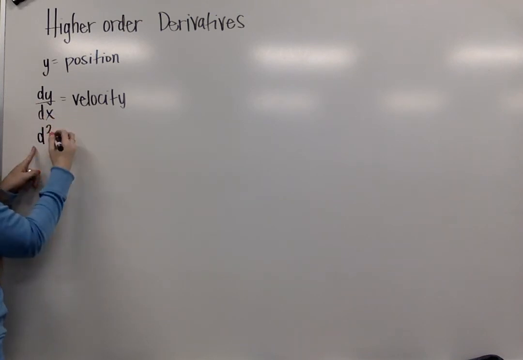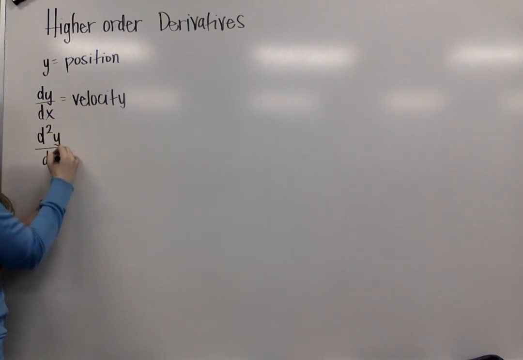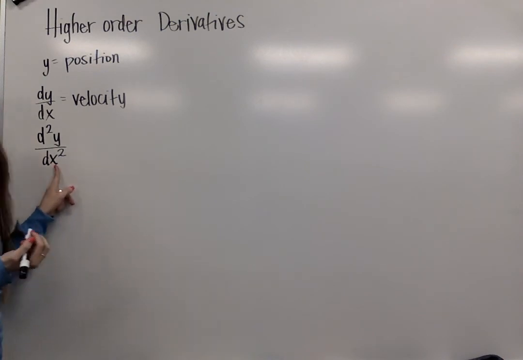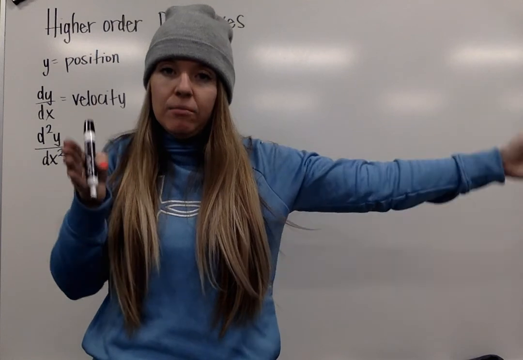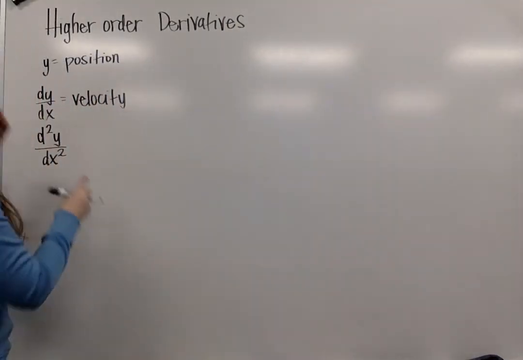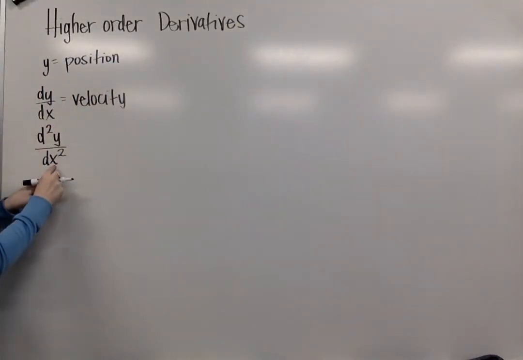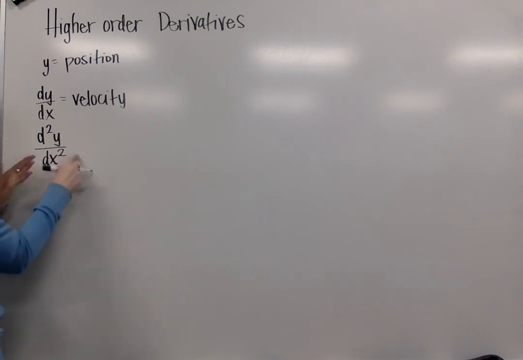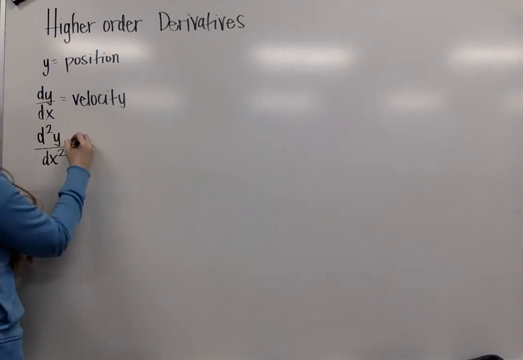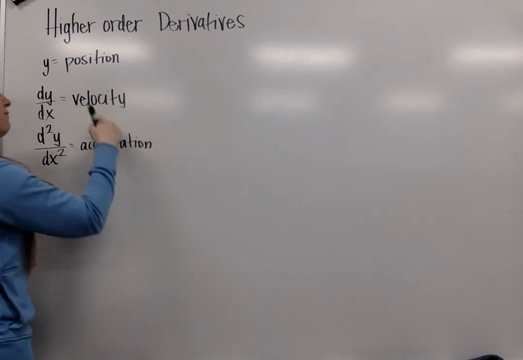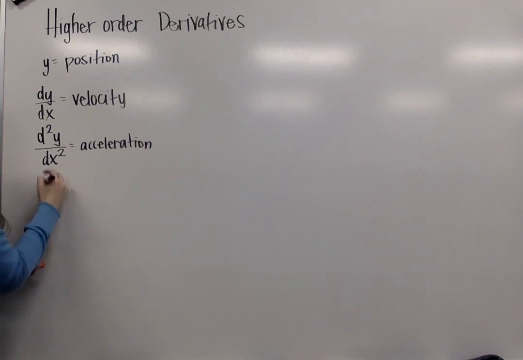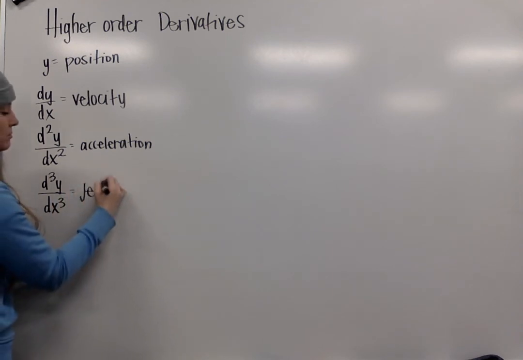So we're going to do d squared y over dx squared. What's happening here is we're looking at the change in meters, but we're looking at the change in time twice. So we get the second derivative, and the time is changing twice, so we get that x squared. This is acceleration. So the derivative of velocity is acceleration. And then again, if we take the derivative again, now it's the third derivative. This is called jerk.